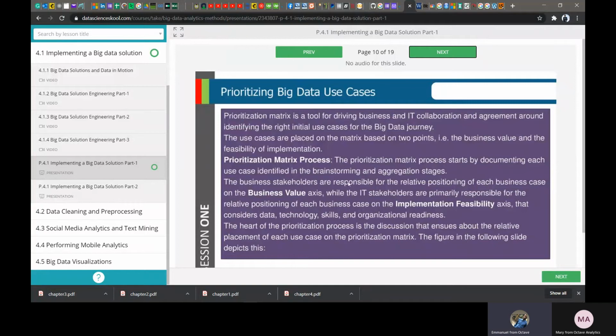So the business stakeholders are responsible for the relative positioning of each business case on the business value axis, while the IT stakeholders are primarily responsible for the relative position of each business case on the implementation feasibility axis. That considers data, technology skills, and organizational readiness. Okay, so let's see how this looks.